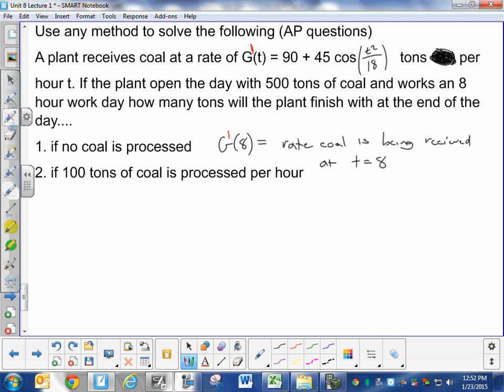So its antiderivative would be G. If I change this to G prime and I look at G, its antiderivative, what would G be? If G prime is the rate that I'm receiving coal, what is G? How much coal at that hour? Just how much coal that you have. This would be like the total population, total coal received. And I know this regular G without the prime at 0 is 500. You guys tell me how much coal we have at the end of the 8-hour workday if no coal was processed.